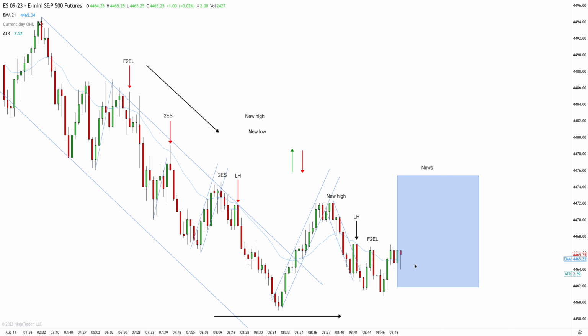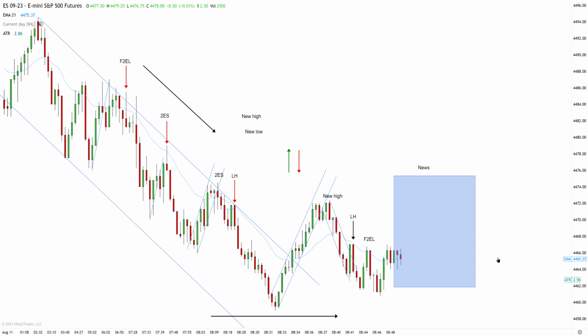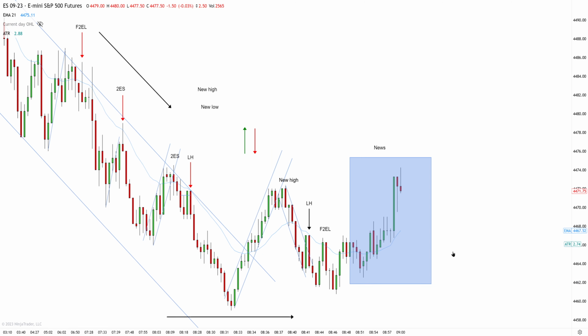And you can see I have the blue rectangle. This is because we expect news. And generally, you don't want to be trading like 5 minutes before the high impact news and 5 minutes after high impact news. It can distort the price action, so be patient. Don't pull the trigger. And this is where the news came in.